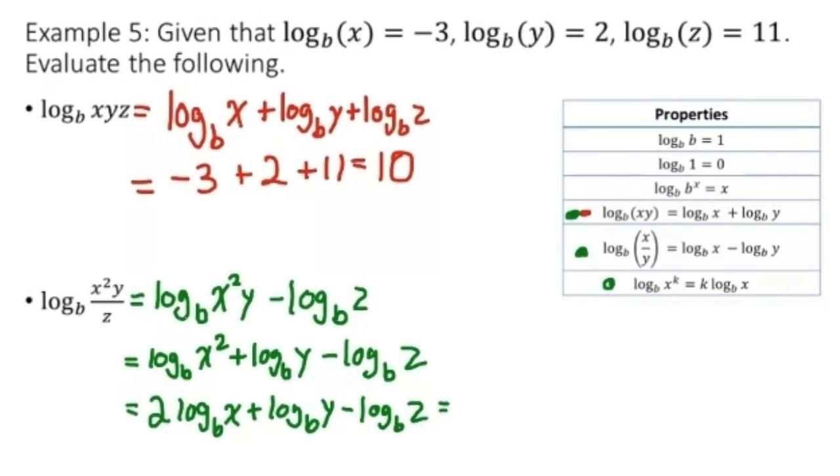Since we know what log base b of x, log base b of y, and log base b of z are, we can plug in our values. Now with our values plugged in, we can do the arithmetic, and we get log base b of x squared y over z equals -15.